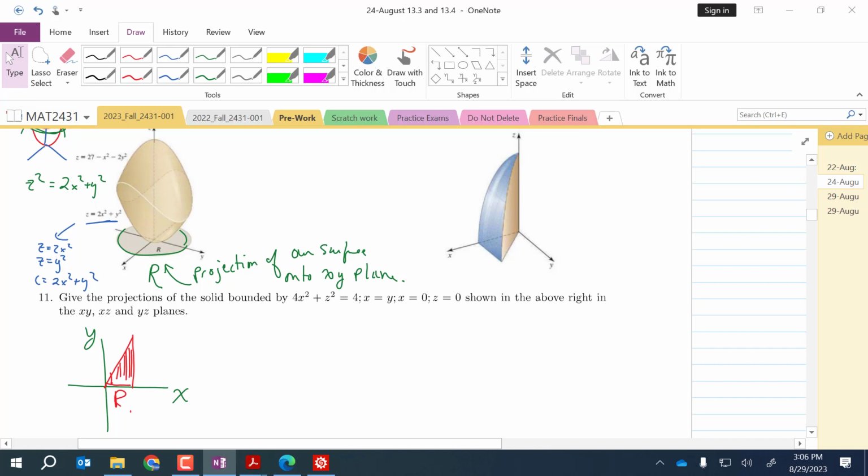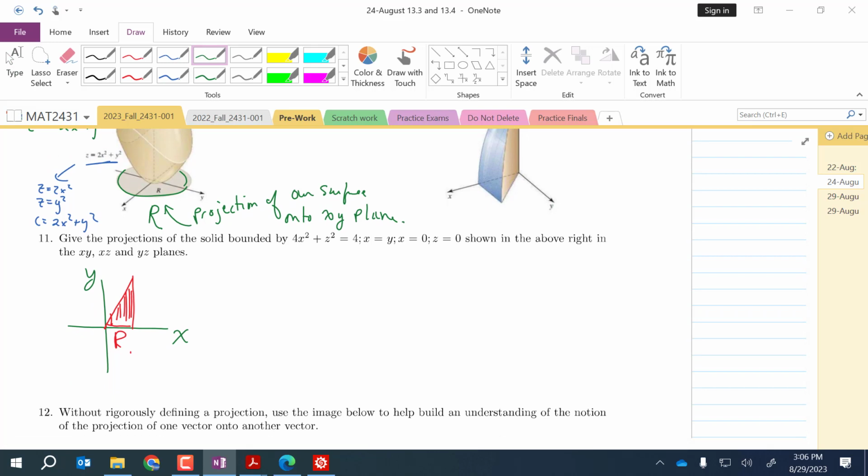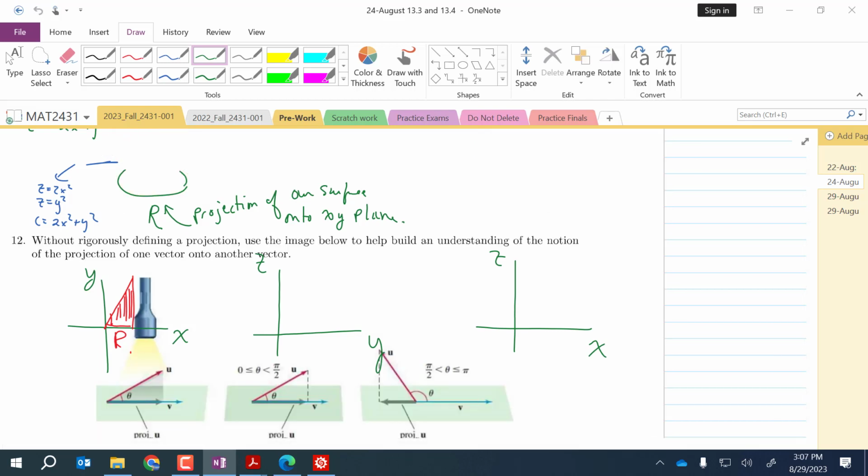Okay? So what I'd like you to do is in your groups, I want you to also project this into the YZ plane and into the XZ plane. The YZ and XZ planes. They're going to be different images. Those projections will look different in those different planes.